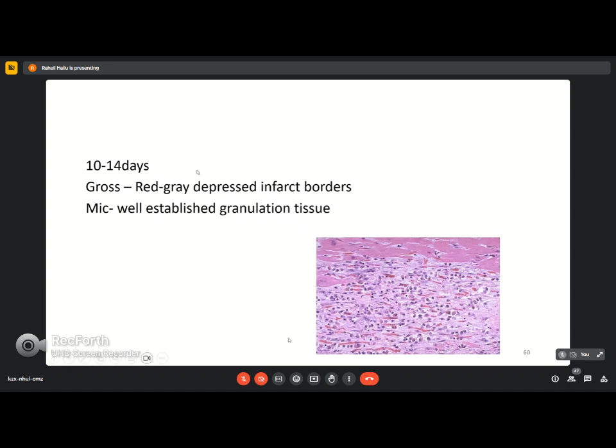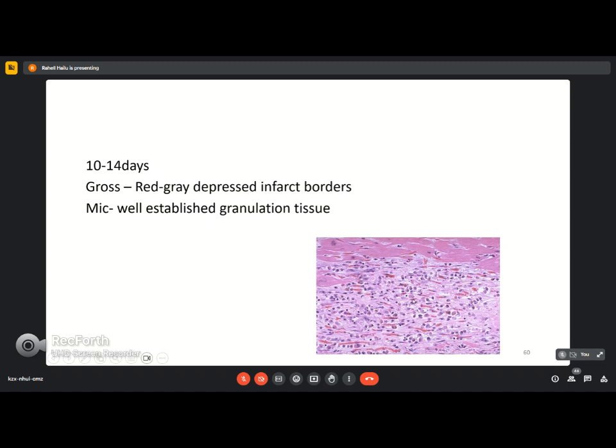10 to 14 days, you will see depressed infarct borders and well-established granulation tissue. Granulation tissue is formed by these small capillaries and the chronic inflammatory cells that you see in the background of the normal intact heart muscles. And this is the granulation tissue, which later becomes scar tissue.